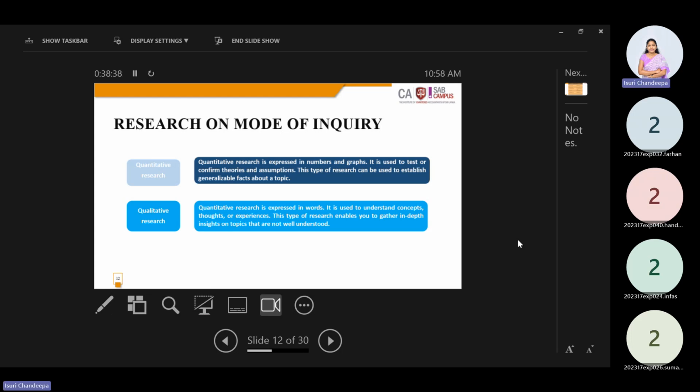The bank customers' perception regarding the economic growth. Here you are going to inquire about the perception, whereas it leads to a qualitative research. Quantitative research. What do you mean by the quantitative?